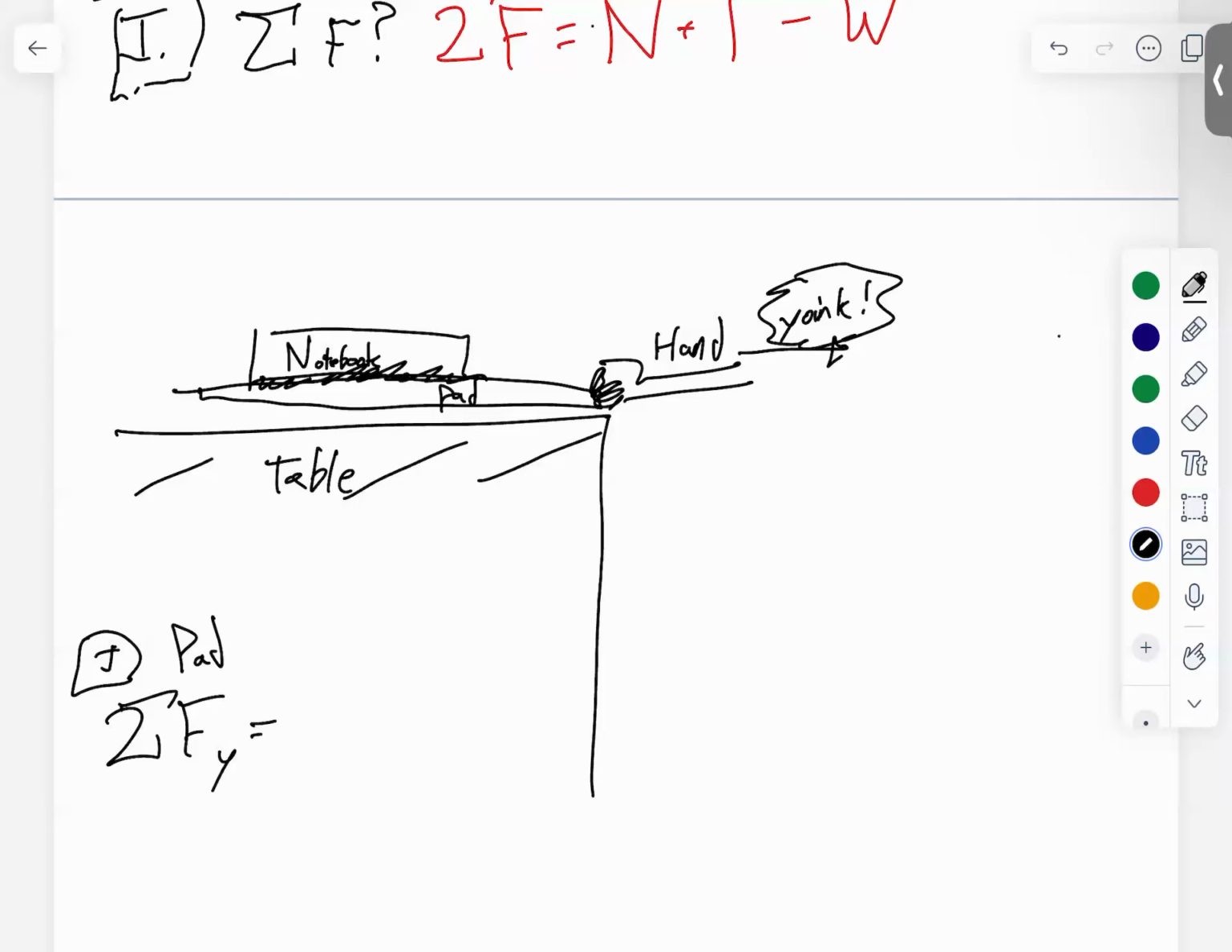Which direction is the table pushing on the pad? Positive, upward. Which direction is the weight force of the Earth on the pad? Downward. Last one: what's the last object? The notebook. What kind of force is this? Is it weight? What exerts weight forces? Gravitational is not a thing. Planets and stars and your mama. The trick is at least one of the objects has got to be astronomically massive.